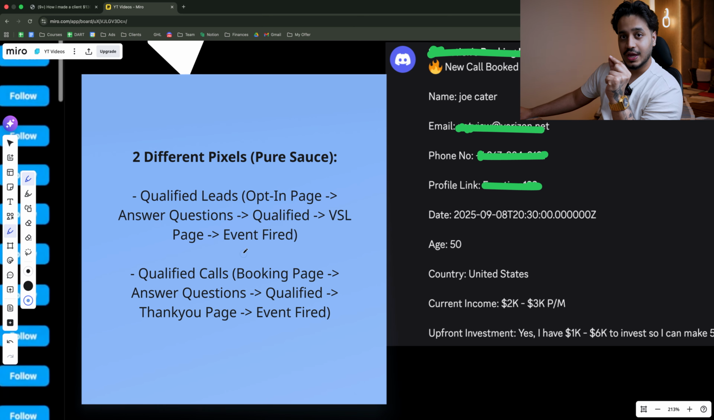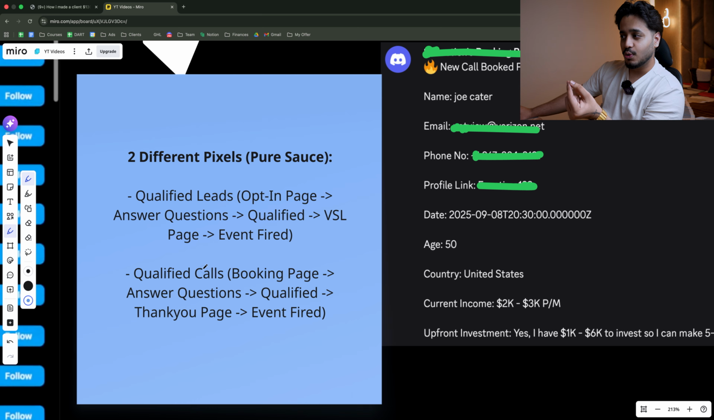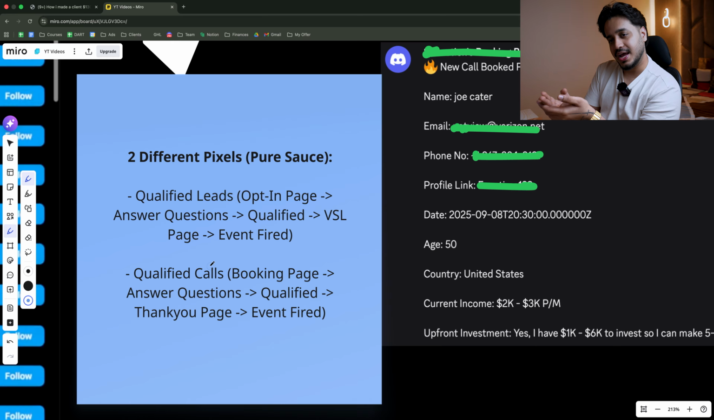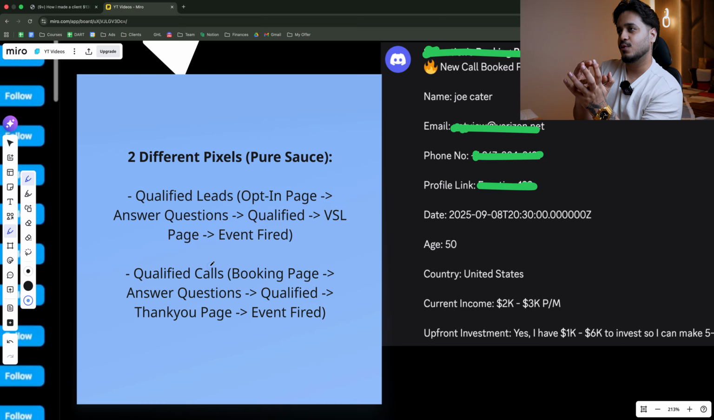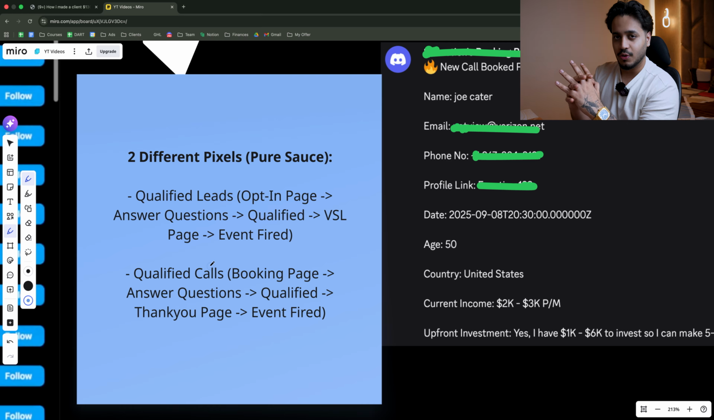Now, similarly, to get qualified calls, whenever someone landed on the booking page, they answered the questions, and if they were qualified, then they would go into the thank you page where the qualified calls pixel would trigger, right? And again, if they were unqualified, they would go to a different page where another pixel for unqualified leads would trigger. So this is how we exactly knew, okay, this amount of people are qualified, this amount of people are unqualified, and our pixel was only being trained on the qualified people, both for leads and for calls.